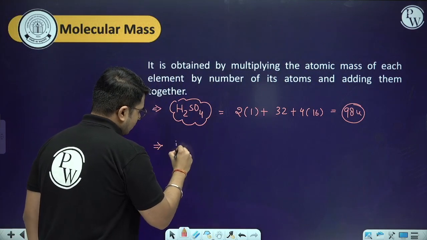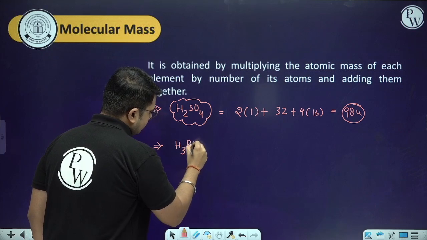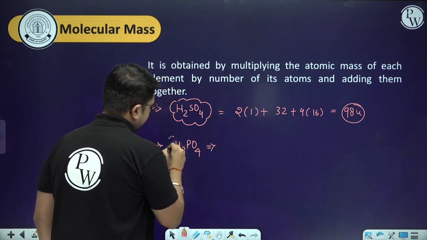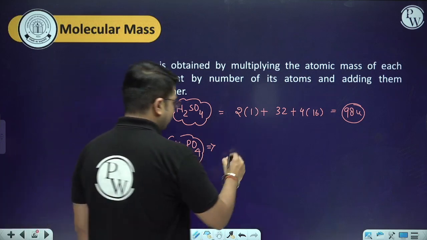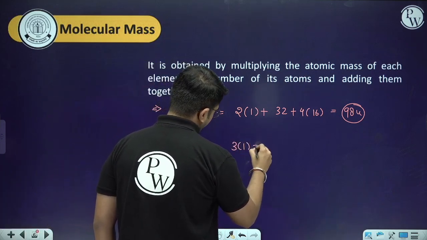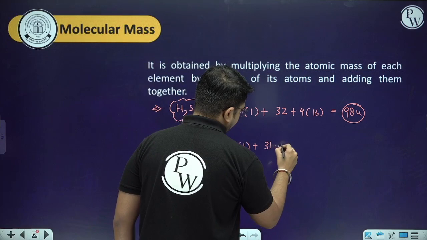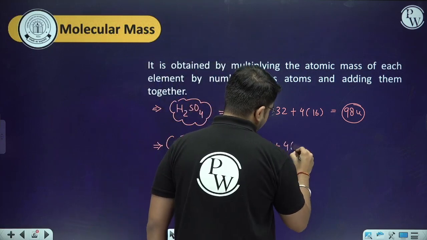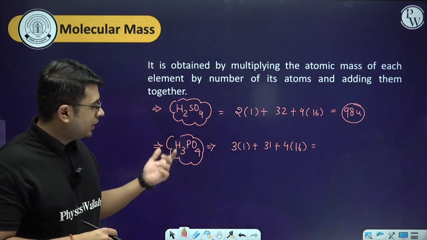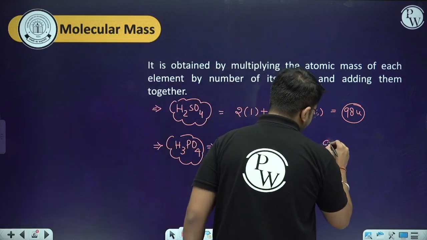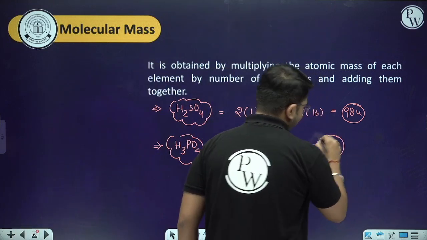Let's say I'm talking about H3PO4, phosphoric acid. In that case, you can say, sir, we have three hydrogens having mass 1. Then we have one phosphorus having mass 31. Then we have four oxygens having mass 16. So then 64, 65, 95, 98. Again 98U. Very good. That will be 98U.